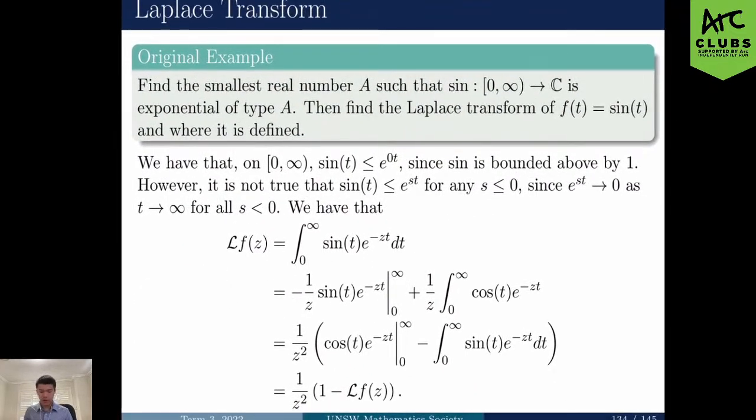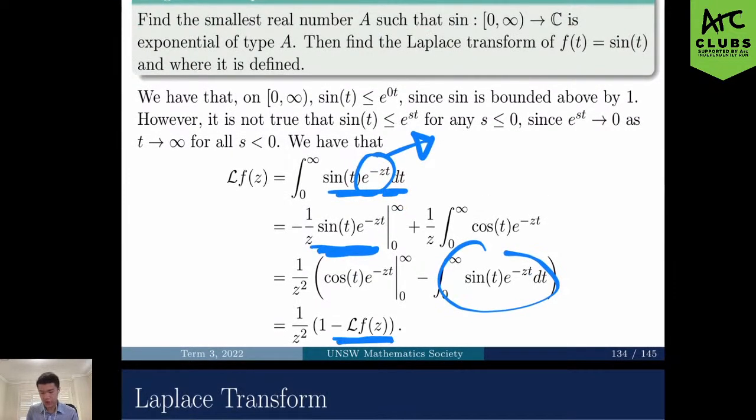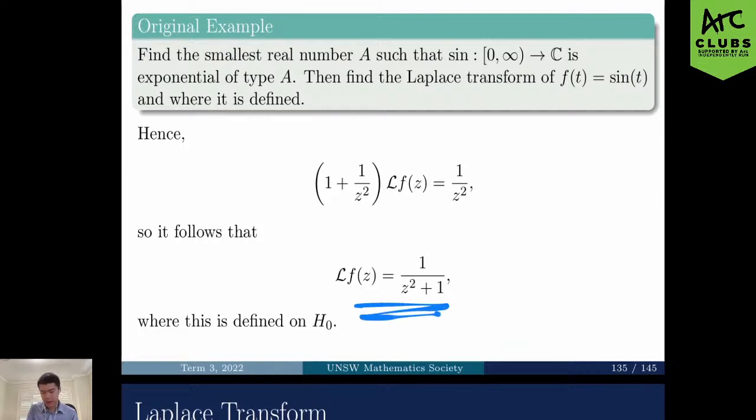Okay, coming back to this, let's just calculate it. It's just going to be the integral of this function, and you can rather simply calculate it by doing integration by parts. The standard procedure with integration by parts is to find the primitive of this one, then do that again, and you'll get some kind of function of the original Laplace transform, and then you can make it the subject, and you'll get L f equals 1 over z squared plus 1.